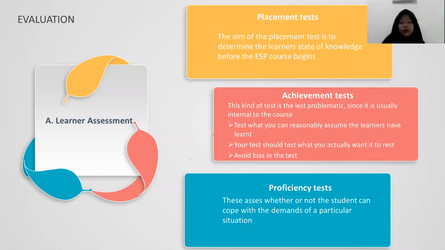Okay, the next material is about evaluation. The first level of evaluation is learner assessment. As with any language, first there is a need to assess student performance at strategic points in the course, for example, at the beginning and at the end.